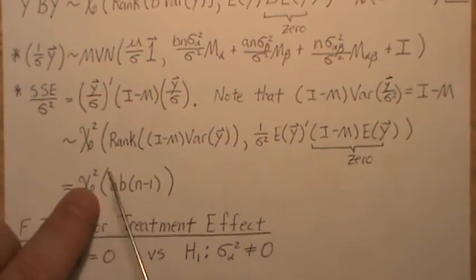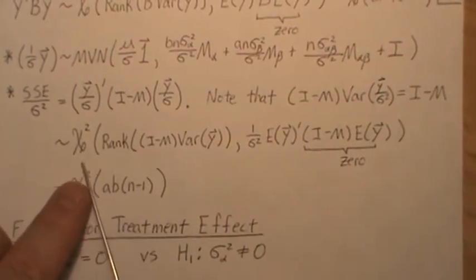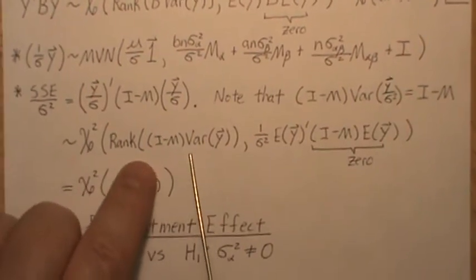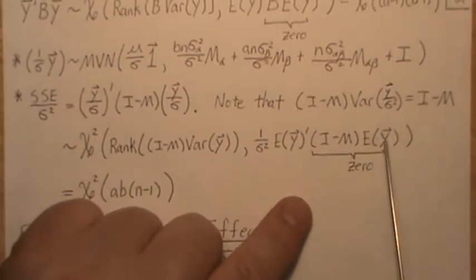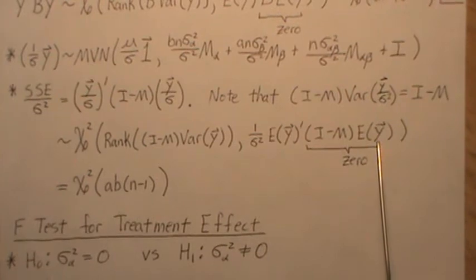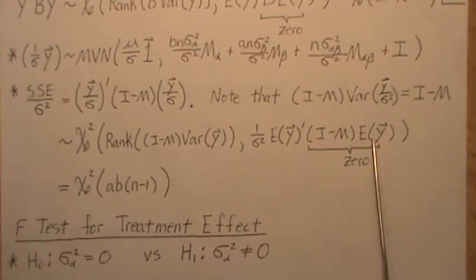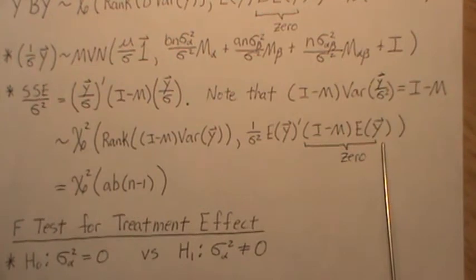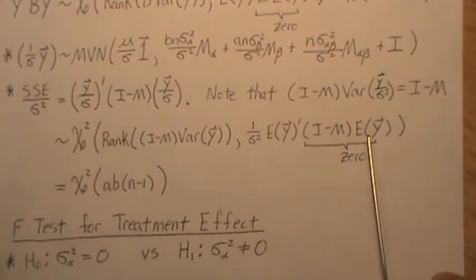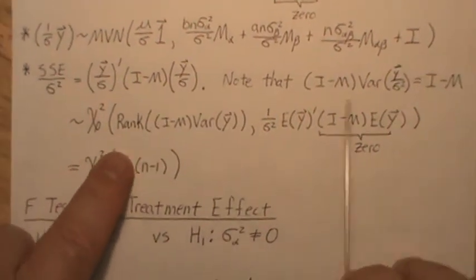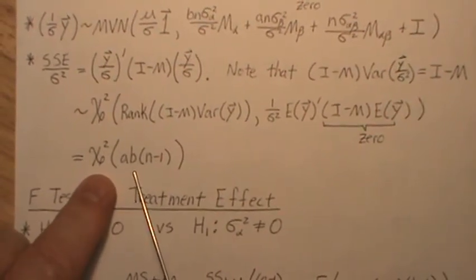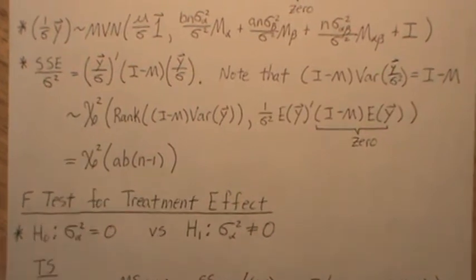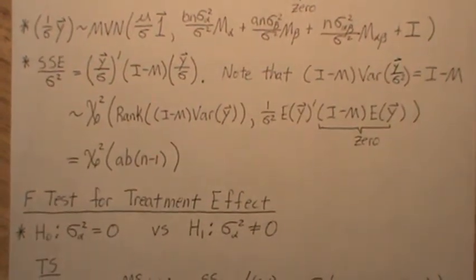So now we know that this quadratic form is distributed with a chi-square distribution with this degrees of freedom and this non-centrality parameter. But remember, the expected value of Y is mu times that constant vector 1. And this is projecting orthogonally to the column space of X. And 1 is a part of it, so this has to be 0. And the rank of I minus M, which is what this is saying, is AB times N minus 1. So it's a central chi-squared with AB times N minus 1 degrees of freedom.